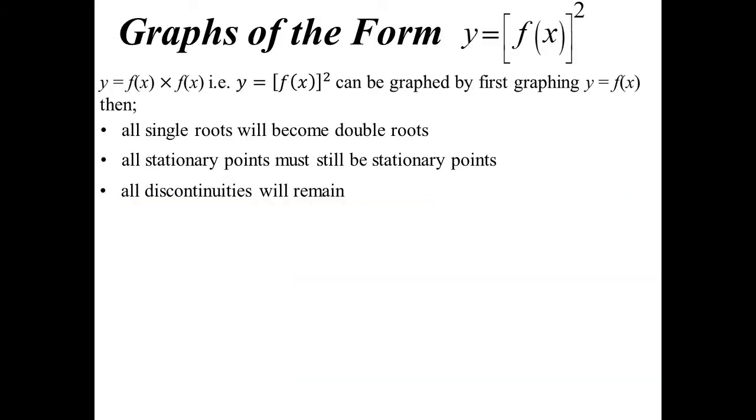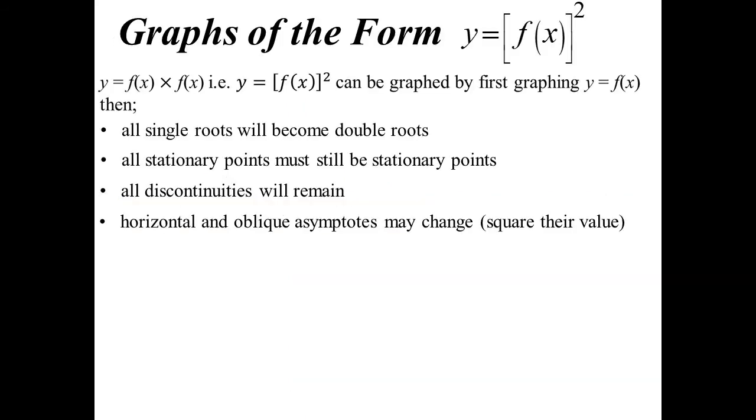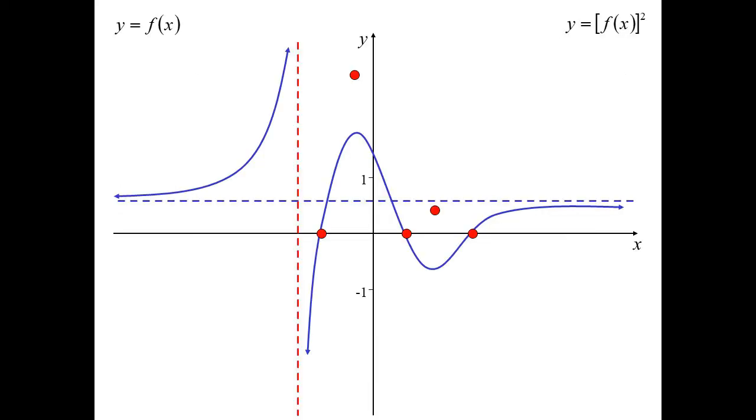Now, discontinuities remain. Horizontal and oblique asymptotes might change because you've got to square the value of the asymptote. So in this case, my vertical asymptote, that's going to stay there. My horizontal, again, I don't know what that number is, but I do know it's smaller than 1. What did we say? Square a number smaller than 1. So therefore, that horizontal asymptote should be lower. It's going to become smaller. All right, so we've got points that we have to go through.